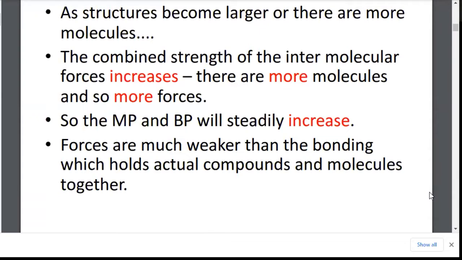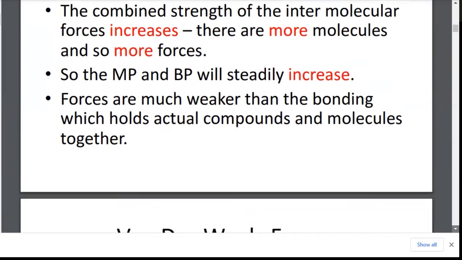The point with these intermolecular forces is that they're not as strong as the bonding between the atoms which make up the compounds. These forces are much, much weaker than the bonding which holds the actual compounds and molecules together. So that's the first point to get across: the forces we're going to be talking about today, hydrogen bonding mainly, are a lot weaker than the chemical bonds which hold compounds and molecules together.